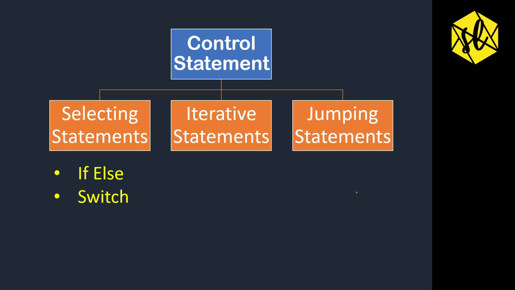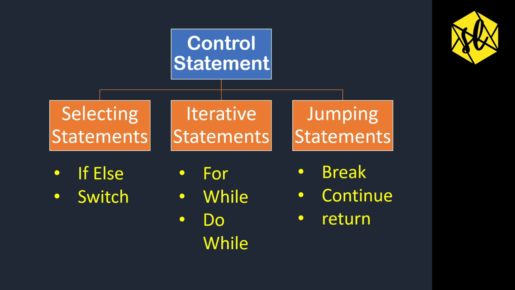For iterative statements we can do iteration using three rules. First one being for loop, second one while loop, third one do while loop. In jumping statements we will be covering three terms: break, continue, and return. Also we will be covering every single one of these topics, and we will also make programs for every single one of these topics. So let's continue with if else.